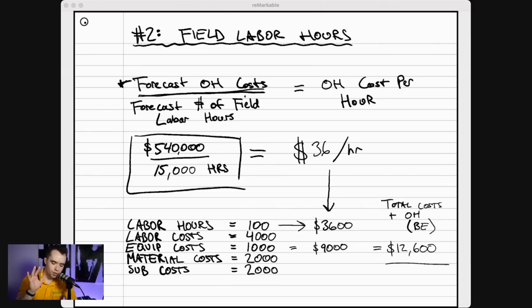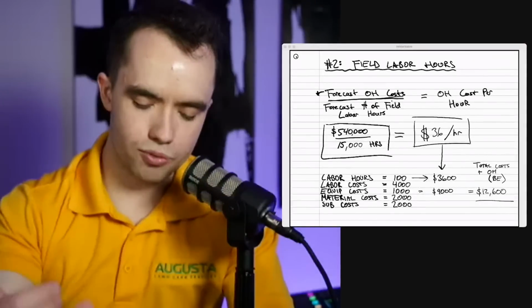But for number 2, field labor hours, we got $36 per hour as the amount of overhead recovery per hour out in the field that we need to charge the customer in order to be able to recoup our overhead.